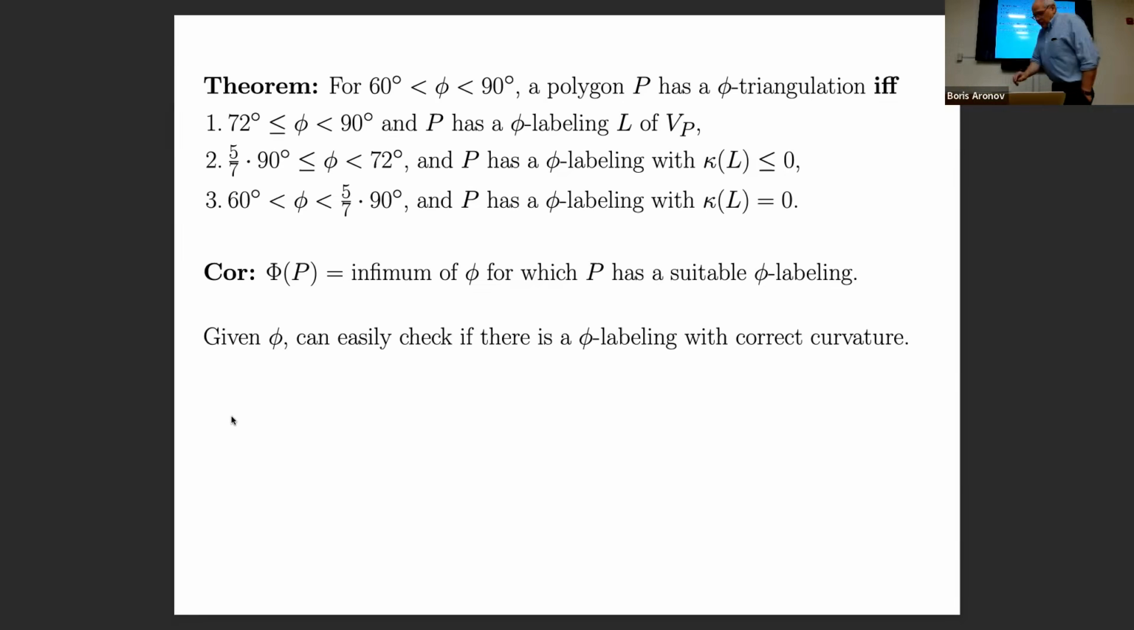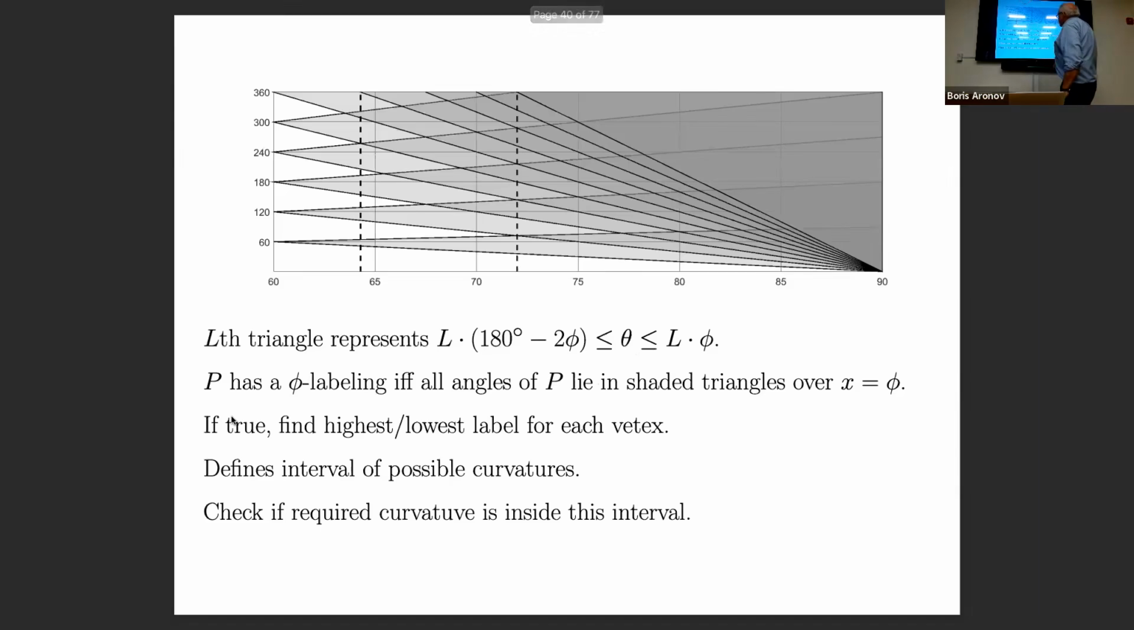So the point is, I don't know if this diagram will make much sense, but remember that the angle theta of the polygon, if you label that vertex with an L, that means theta had to be between L times the maximum allowable angle and L times the minimum allowable angle. And so the horizontal axis here are the phis, and at 60 degrees, 180 minus 2 phi and phi come together. So for 60, those are the same.